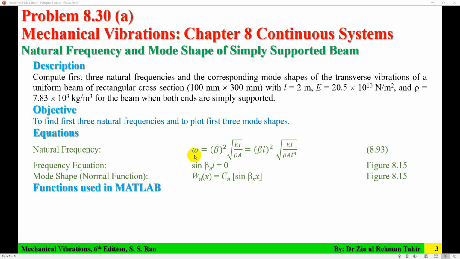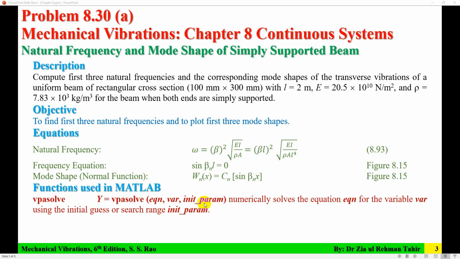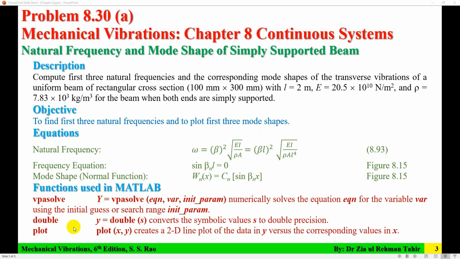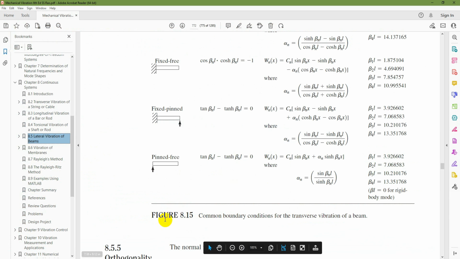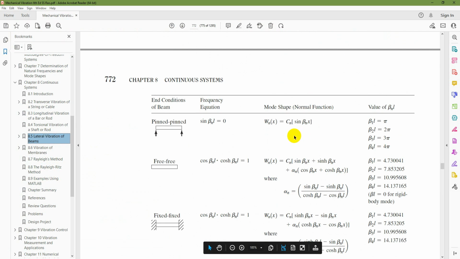I'm going to solve this in MATLAB, and the functions used in MATLAB are vpasolve, double, and plot. These are the functions I am going to use. To solve this problem, first we need to solve the frequency equation. The solution of the frequency equation is available in figure 8.15, like here. That is the frequency equation, and that is the solution for the first four roots.